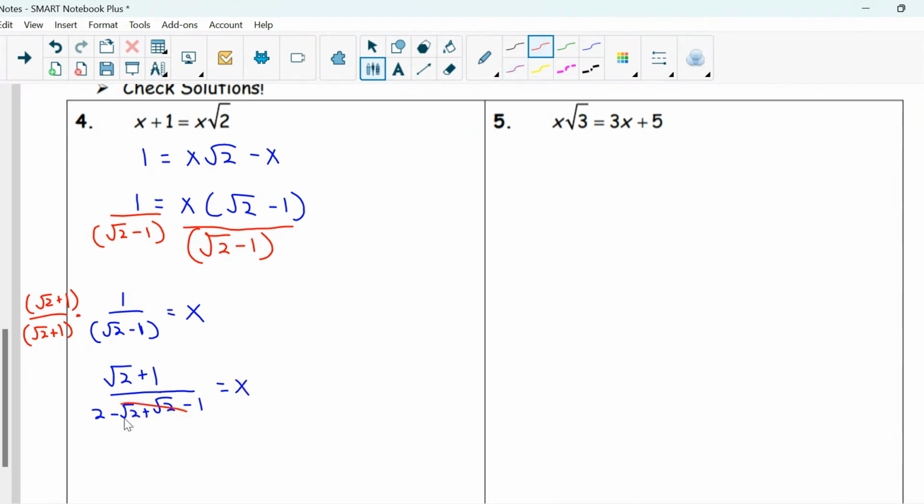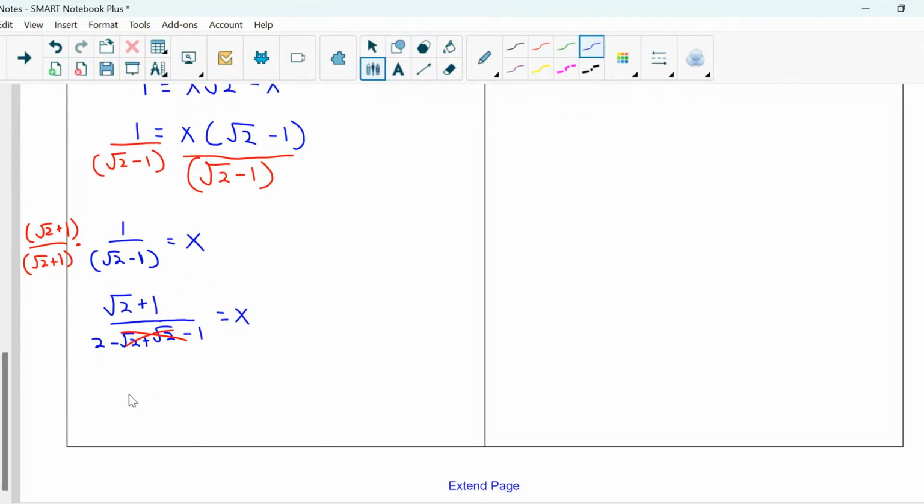So as you guys can see, my radicals are going to cancel, leaving me with x equals the square root of 2 plus 1 all over 2 minus 1, which is 1, which ultimately would just simplify to the square root of 2 plus 1. All right? So that is how you are going to solve radical equations if you have a common factor between your two terms and they are not underneath the radical.